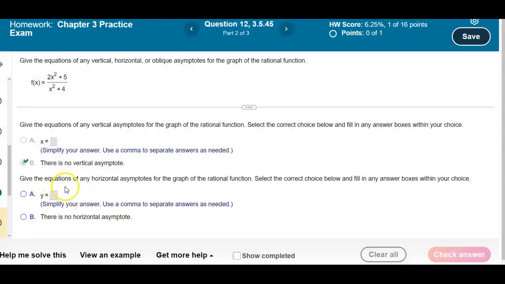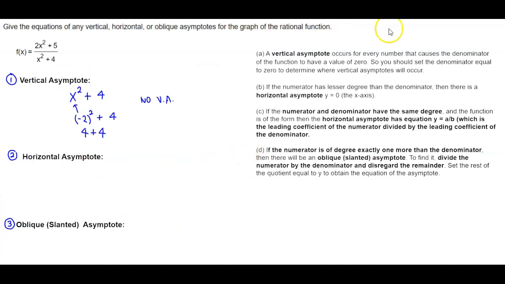Now let's take a look at the definition for horizontal asymptotes. We finished part A here. Now let's take a look at B. It says, if the numerator has a lesser degree than the denominator, then there is a horizontal asymptote at y equals 0. Well, you can see here that the degrees are the same, so we're not going to apply B.